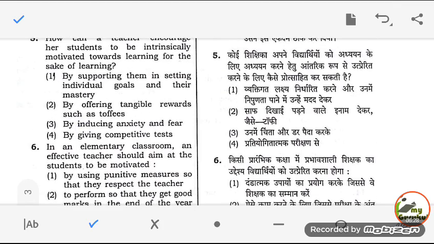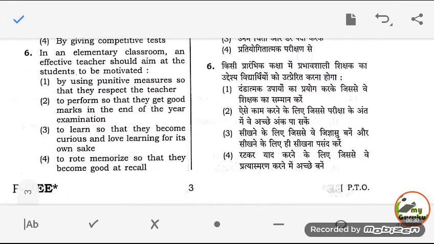Option number 1 is the right answer. Next, question number 6. In an elementary classroom, an effective teacher should aim at the students to be motivated. So the options are: by using punitive measures so that they respect the teacher, or to perform so that they get good marks in the end of the year examination, or to learn so that they become curious and love learning for its own sake, or to rote memorize so that they become good at recall.